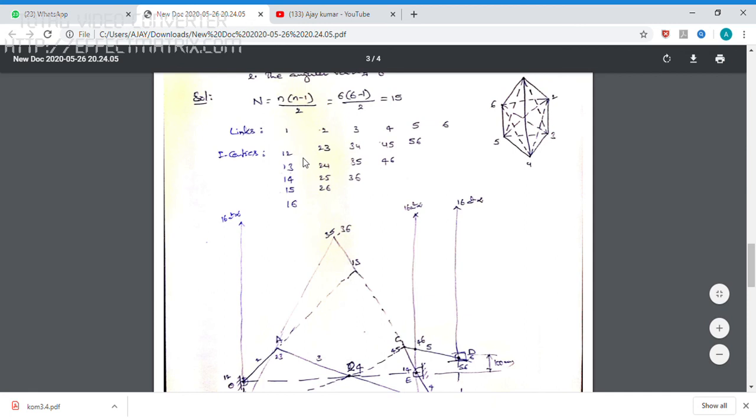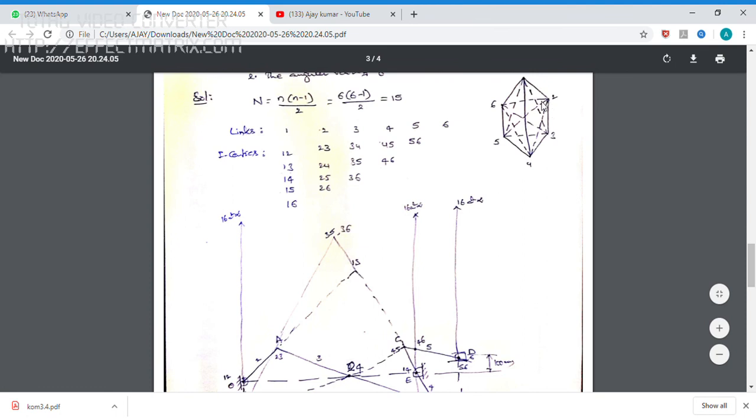1 2 is over. 1 3, is it over? No, not yet. So you join the first point with the third one. While you are constructing the first point with the third one, try to observe, are two triangles formed or not?